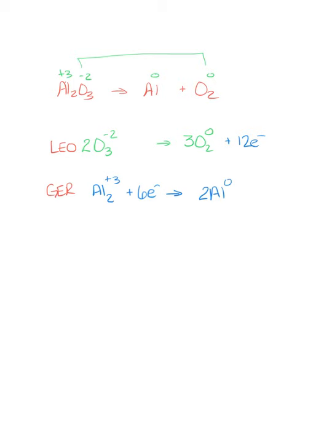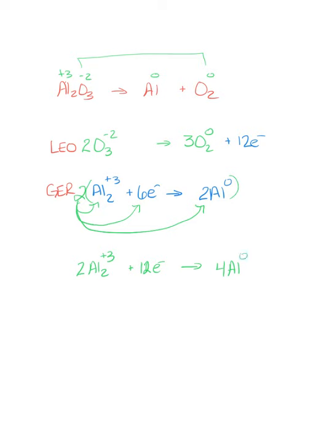Now, this is not balanced yet because we have 6 electrons being gained and 12 electrons being lost. They're not equal to each other. So the way we fix that is we're going to multiply this equation by 2. And that 2 distributes to everything that's in that equation. Okay, 2 aluminum +3s plus 12 electrons yields 4 aluminum 0s.